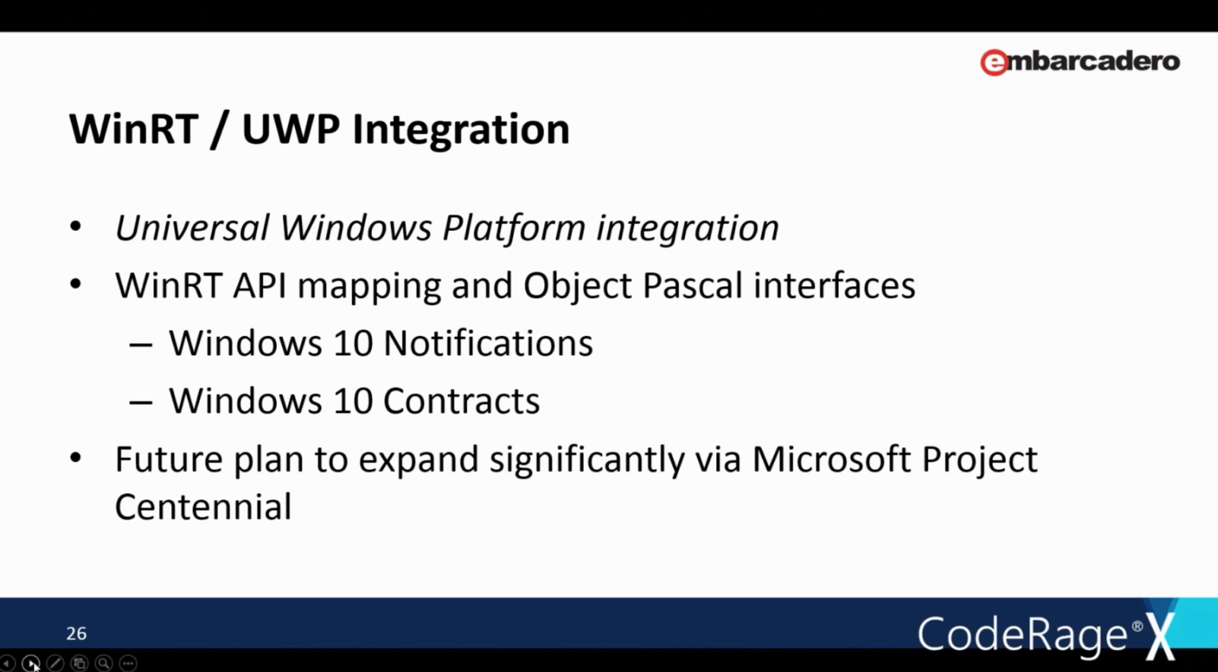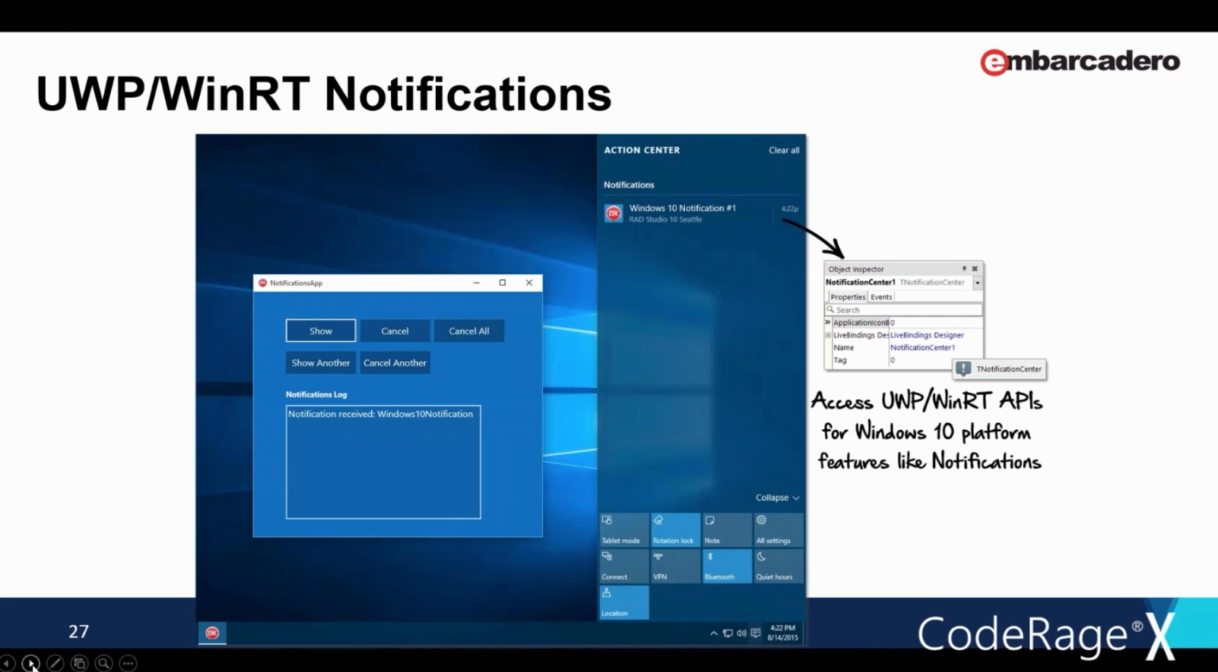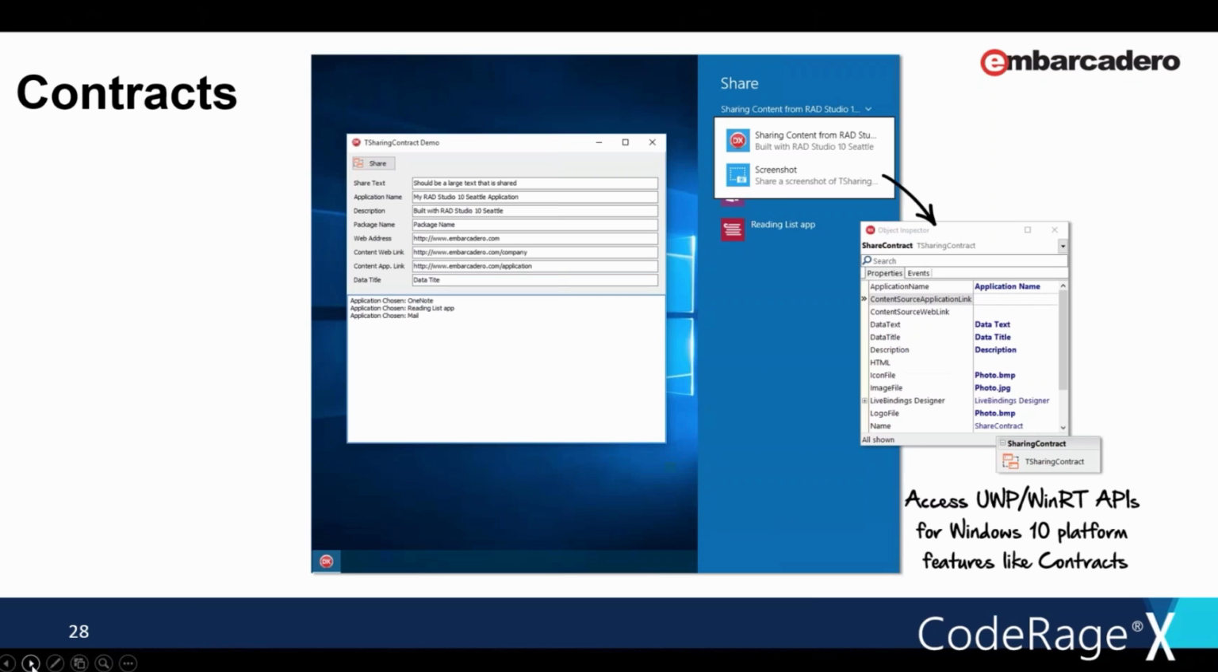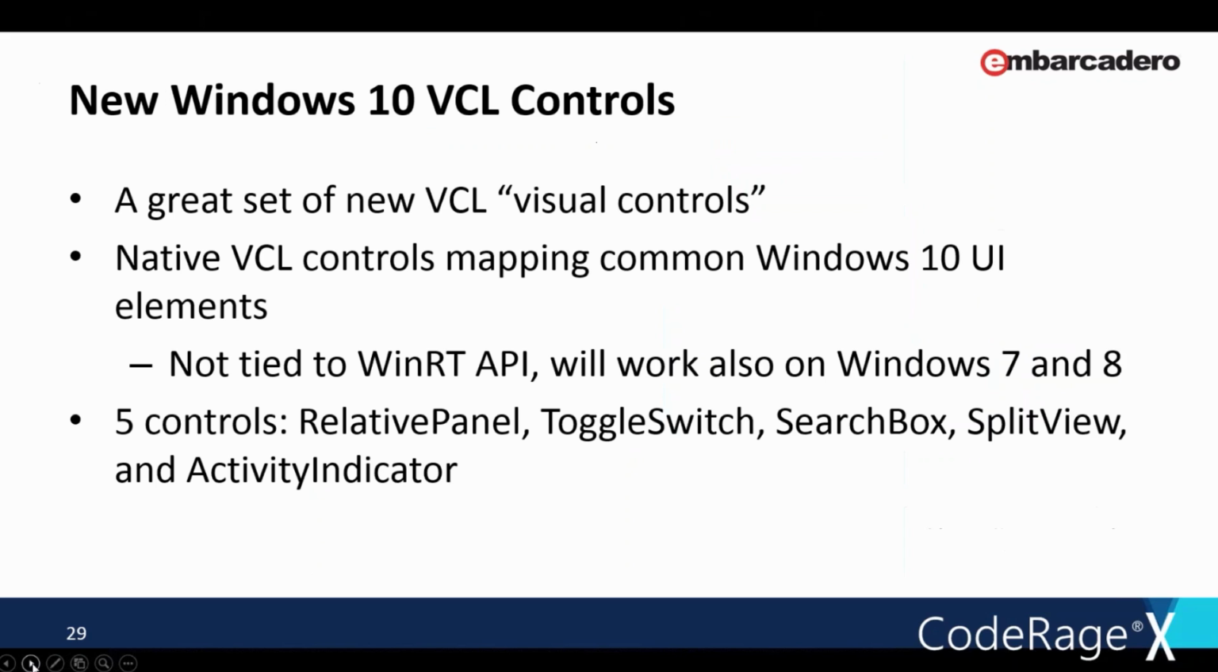So what we do provide in the product is mapping of the WinRT API, so you can actually do Windows 10 notifications and support Windows 10 contracts out of the box. Of course, we have more than that in terms. This is like a slide for the notification, and you do have one for the contract, but actually have a live demo coming for notifications.